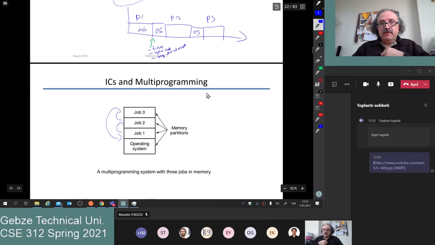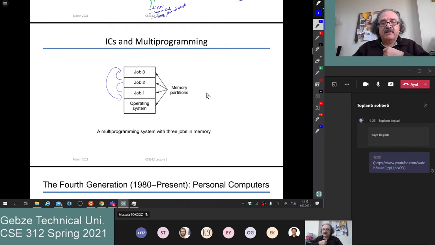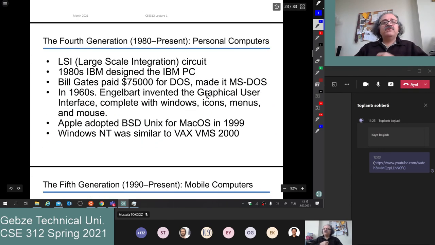Okay, so I think I talked about integrated circuits and multi-programming. That's good. Let's go to fourth generation computers.